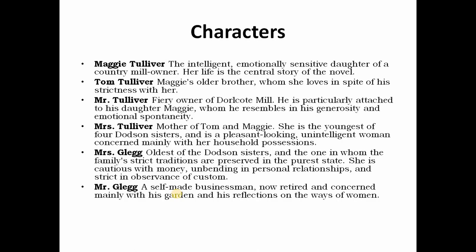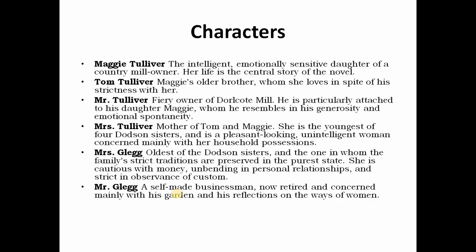There's a mill, not a very big one, but a small mill at the side of a river. Floor mill it is, and her father is the owner of that mill. So she is intelligent, she is emotional, she is sensitive. Her life is the central story of the novel. We'll discuss her life in detail, and we'll analyze her psychology as well, child psychology.